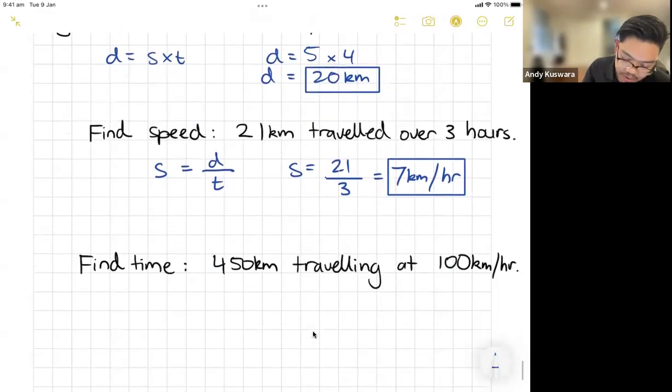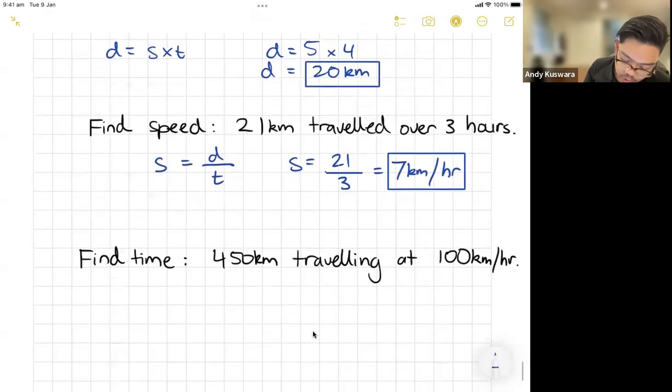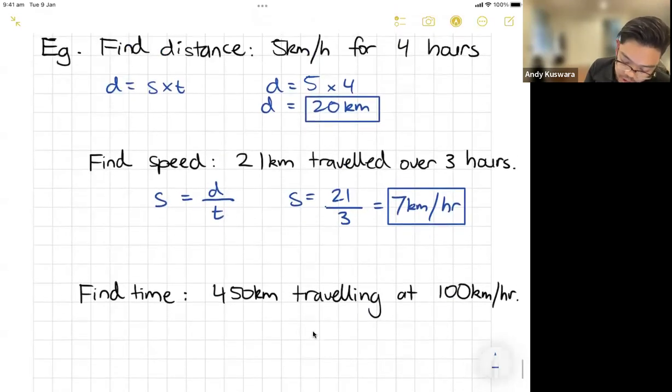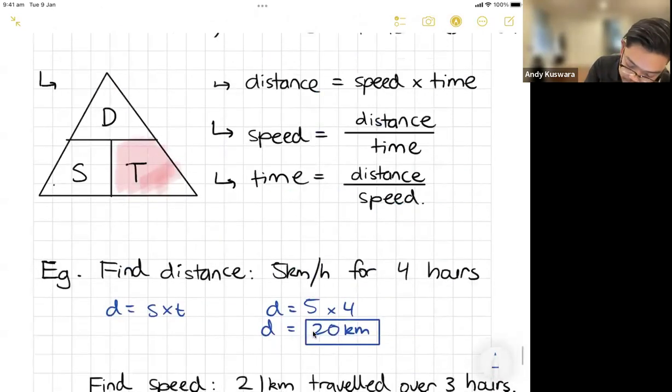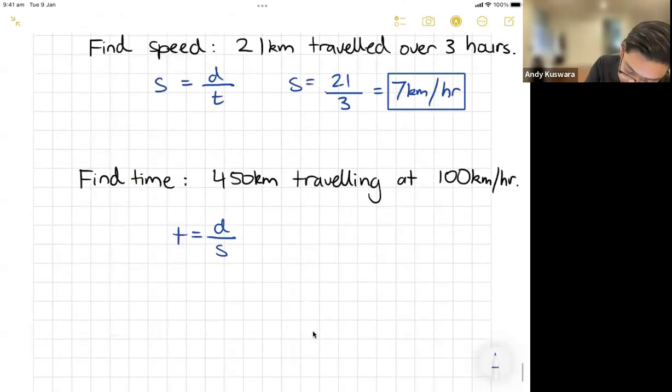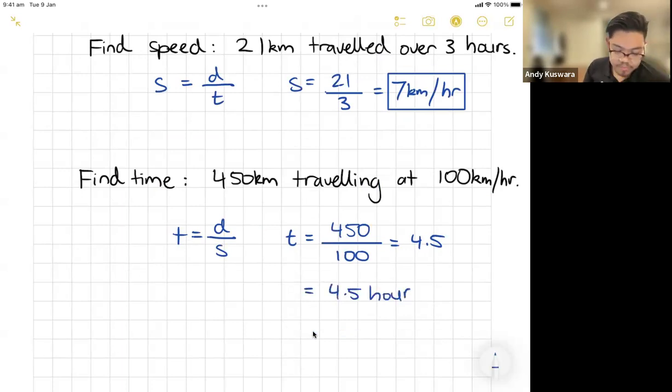All right, last one here, find the time. 450 kilometers traveling at 100 kilometers per hour. I know that time is going to be distance over speed. So my distance is 450 kilometers, and my speed is 100 kilometers per hour. If you put that in the calculator, you get 4.5. Since it's time, we're talking about hours. This is going to be 4.5 hours.